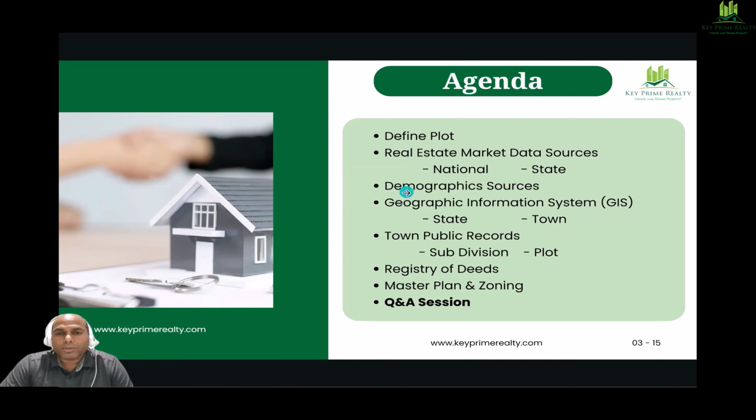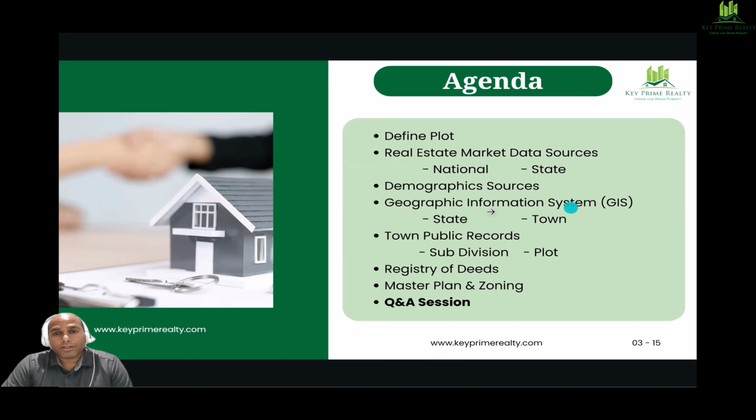Then we'll go to the demographic sources. Whenever you are looking at a plot of land, you are interested in the demographic information closer to the plot, say on the street or in the subdivision or in the town, in the zip code, in the census block, or in the county, in the state. Of course, the macro is the national.